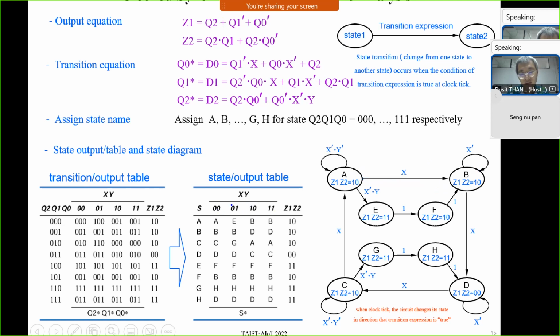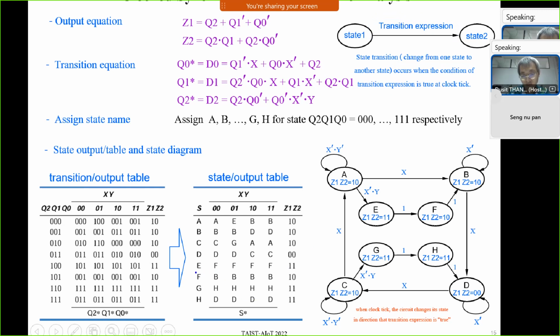But if the input is 0, 1, now x is 0, not true, right? So when the clock ticks, it does not follow this direction. Or for example, from A to E, the input is 0, 1, right? You can write it as x prime y, because this term will be 1, or become true, only when x is 0, y is 1. For this expression, it's called a transition expression.